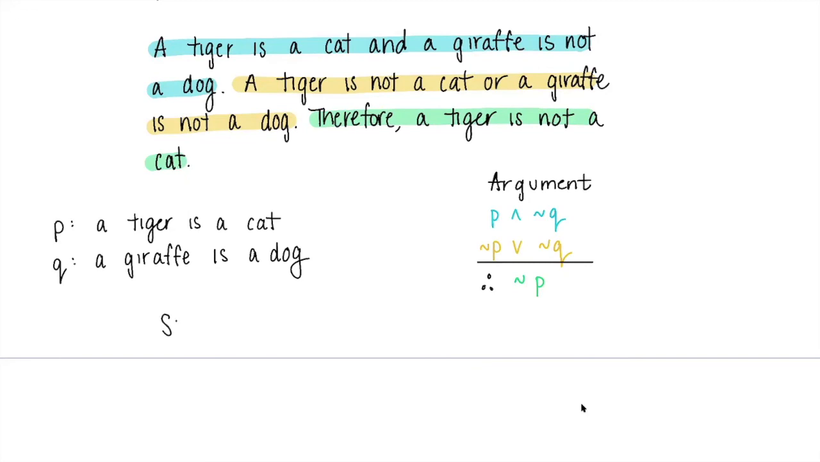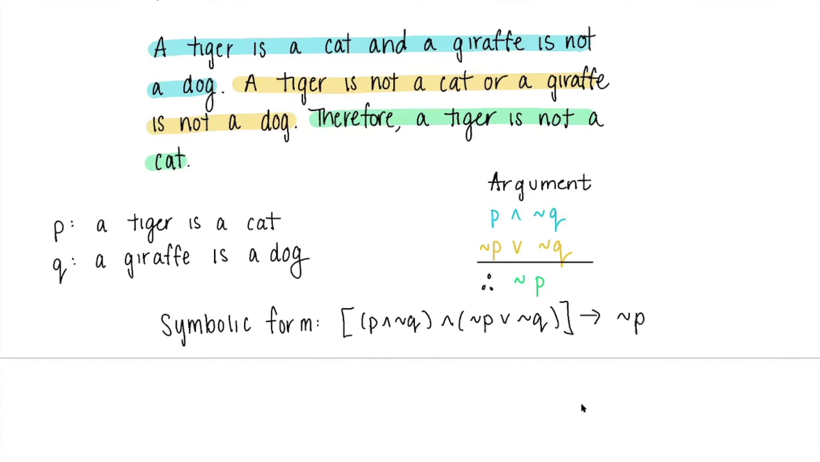So in symbolic form, as a single logic statement, this argument can be condensed as our first premise and our second premise, then this conclusion has to follow. So I want to go ahead and see, is this end statement going to be true, no matter what the truth values of the first ones are? Okay.